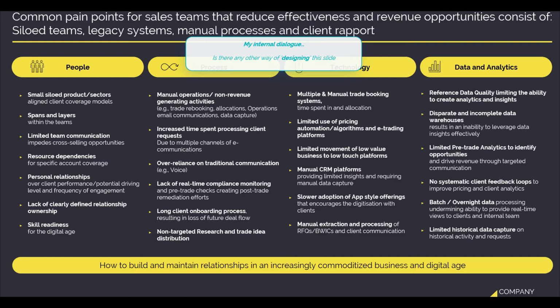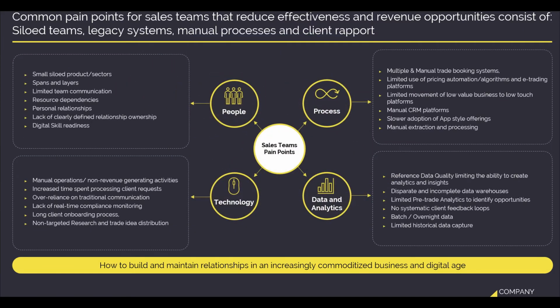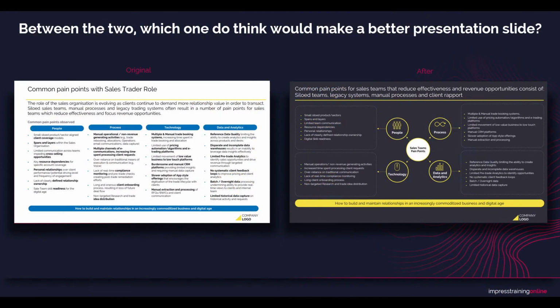So how could we design this further? I've opted for a diagram approach here. The sales team's pain points are clearly in the middle with the 4 pain points around them. Then all of those bold points that we saw before, we just highlighted in each of those category boxes next to their key point inside of there. So in looking at these two slides, which do you think would make a better presentation slide?